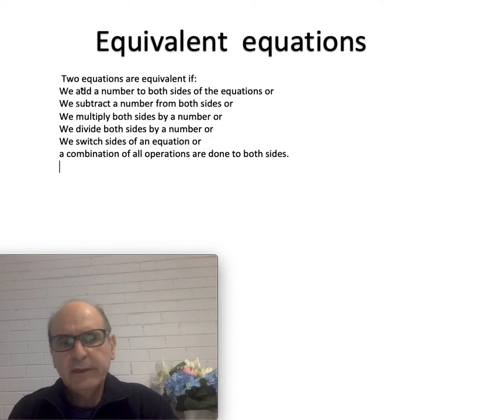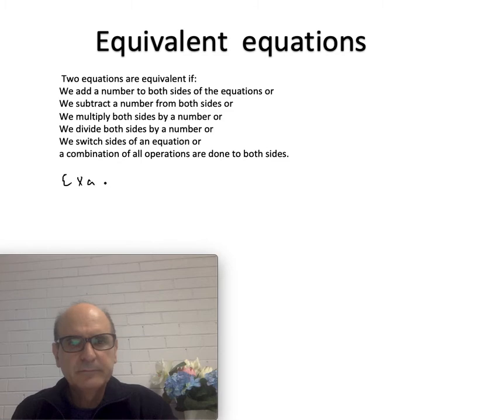You can get equivalent equations by doing any of these operations that I've specified here. If we add a number to both sides, or subtract a number from both sides, or multiply both sides by a number, or divide both sides by a number, or switch the sides of an equation, or do any combination of these operations. Let's look at some examples.